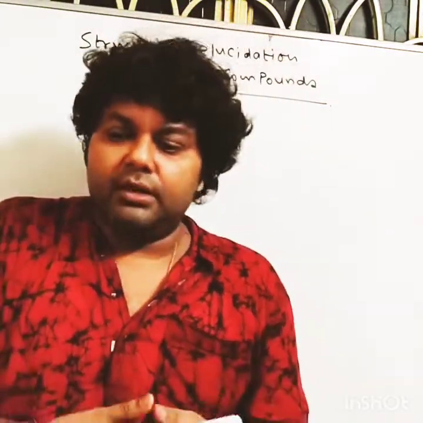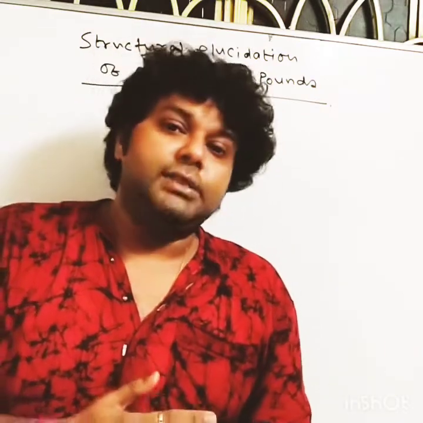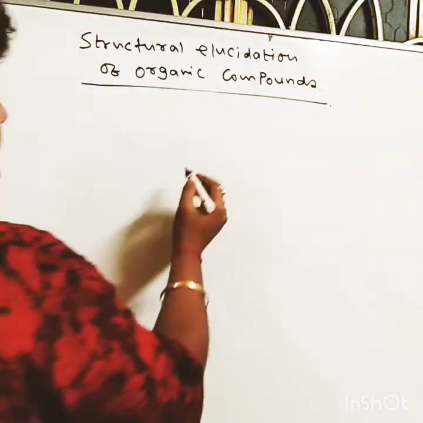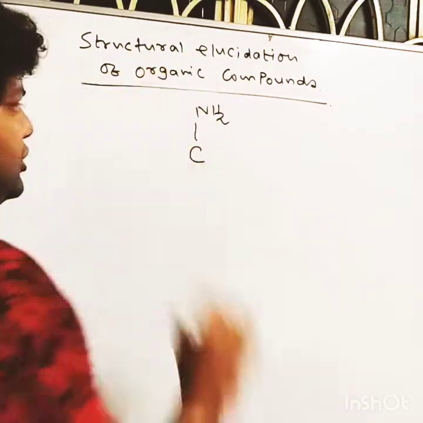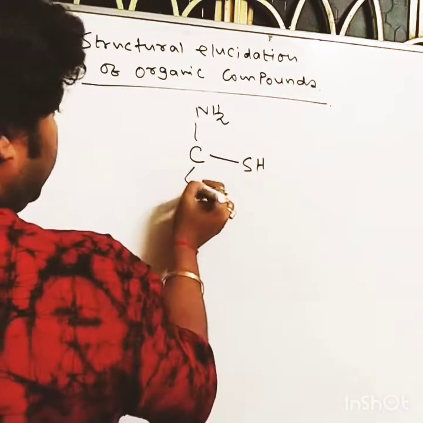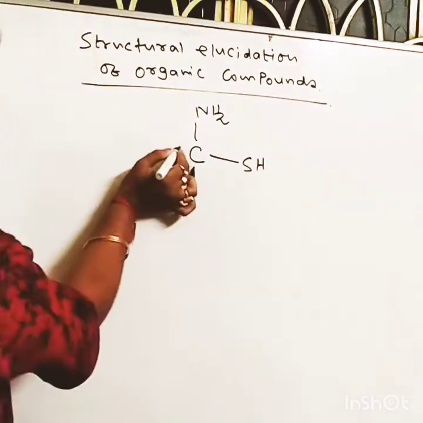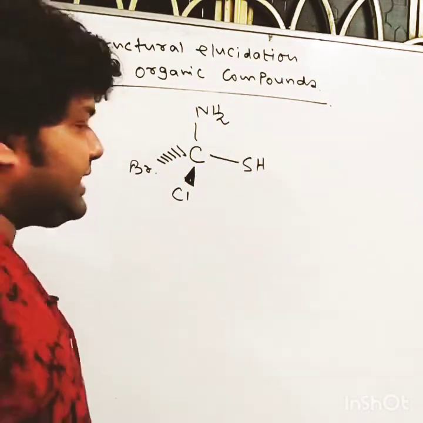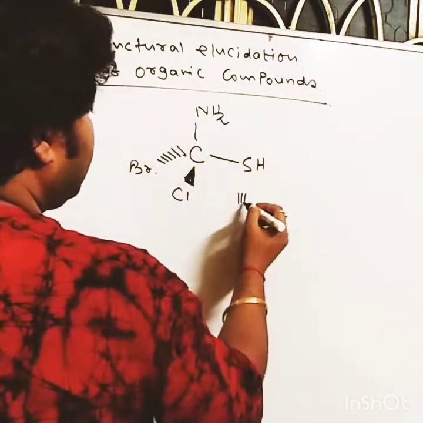We do not have the time to calculate it in the examination hall. So do you provide some shortcut? Yes, I do. So what is the shortcut here? Just try to understand. Suppose you have the carbon, you have NH2 here, you have SH here. I'm just taking it as an example. You have chlorine this side, you have bromine this side. Okay, understandable? So always if you have a structure like this, you know what you have to do.